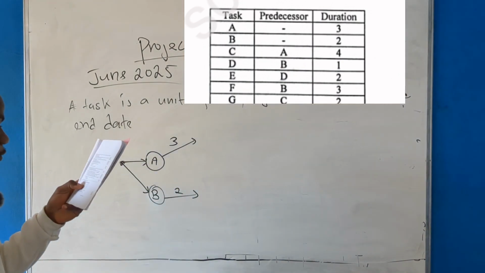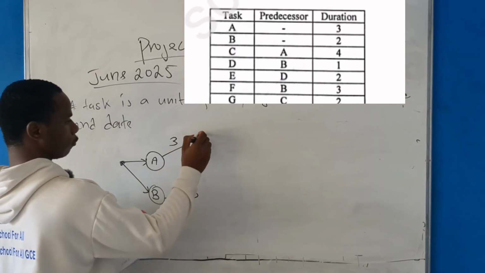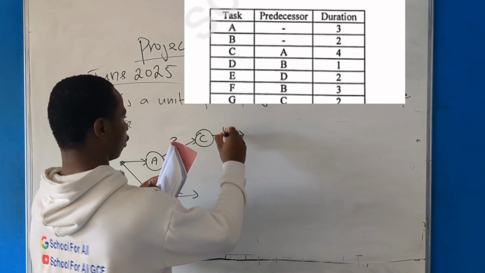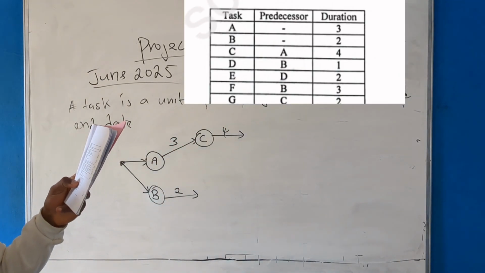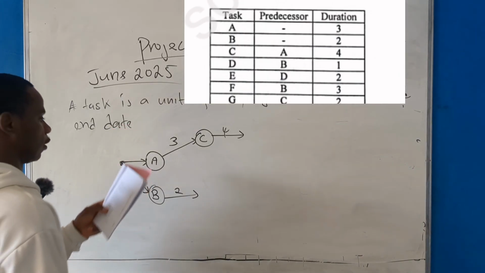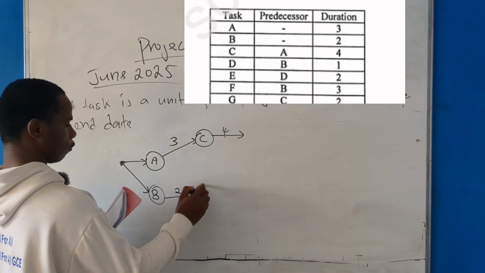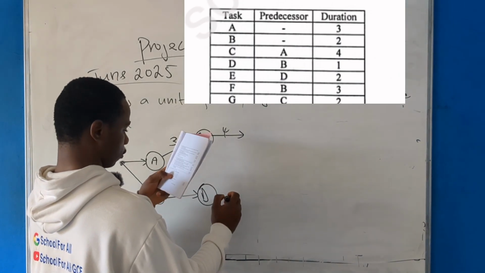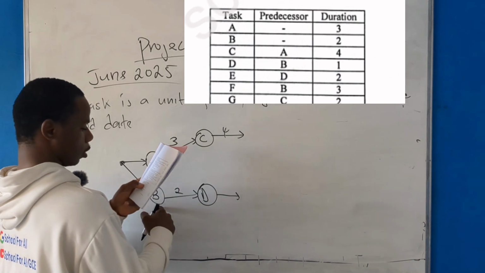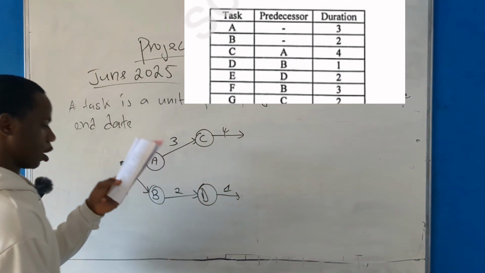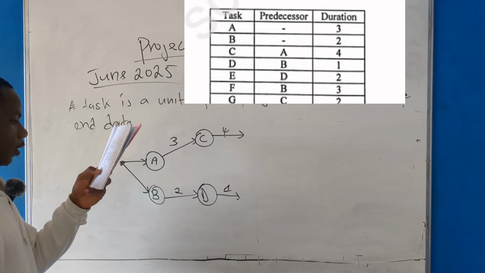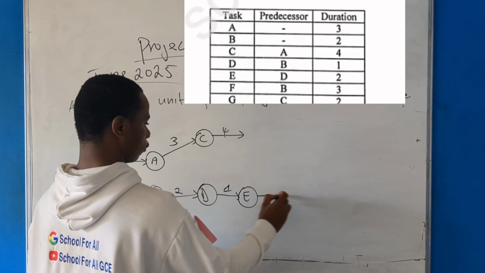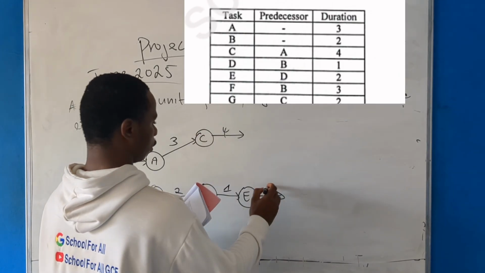Good. The next task is what? C, depending on A. So this A here, this is where you draw your C. So it's depending on A. And the duration is, they say, 4 days. So you write 4. The next task is what? D. Task D, depending on B. So this one, we draw my task D, depending on B. How many days? 1 day. Good. Now, the next, task E. E depends on D. Good, so this is where you draw your E depending on D. Okay. So, duration of E, 2 days.